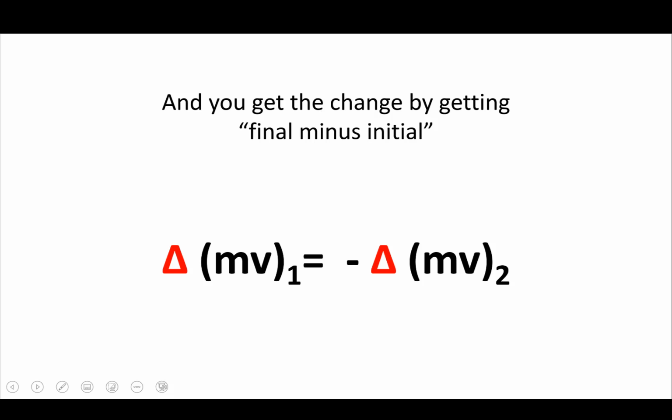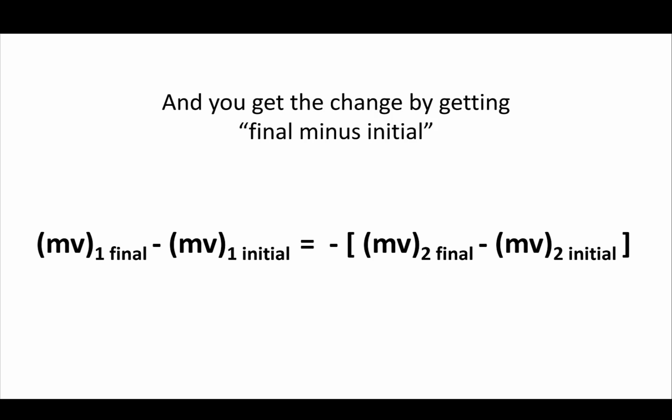And you will get the change of momentum by doing final minus initial. So I'm going to show you something that may look nasty, but I will simplify it for you. You have the final momentum of an object minus its initial momentum. So this is for the first object, maybe this is the cannon. That's equal to the negative final minus initial momentum of the other object. Maybe this is the cannonball.